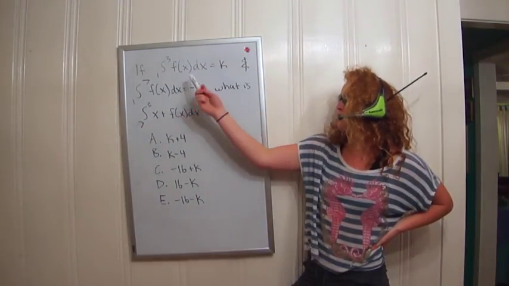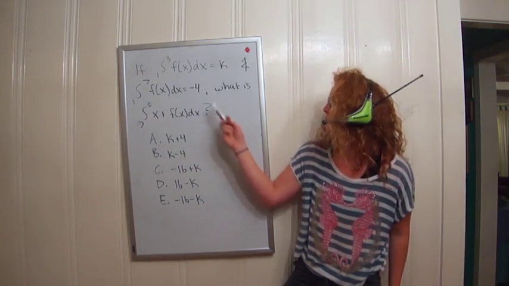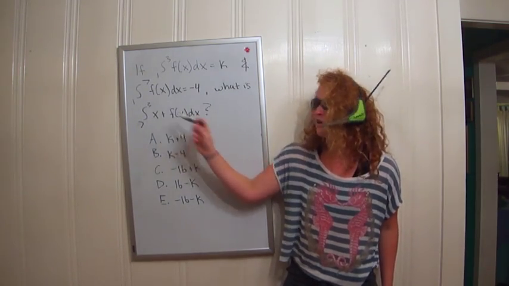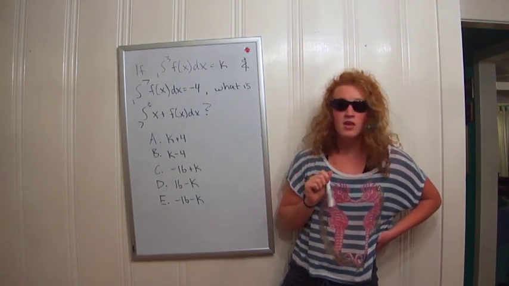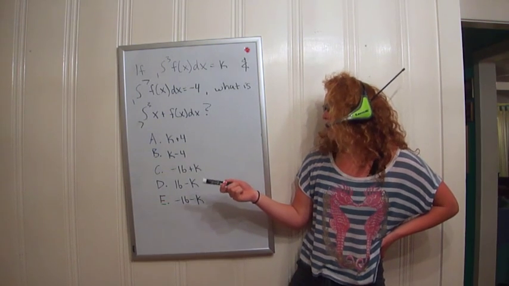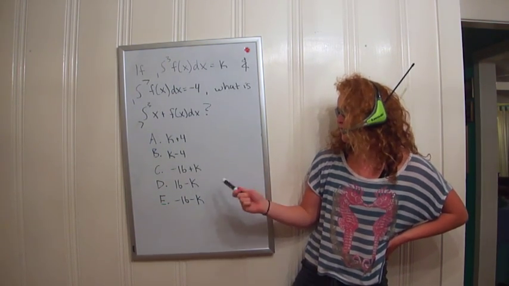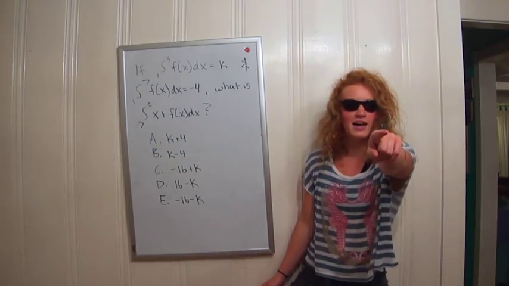If the integral from 1 to 3 of f of x dx equals k, and the integral from 1 to 7 of f of x dx equals -4, what is the integral from 7 to 3, backwards, of x plus f of x dx? A, k over 4. B, k minus 4. C, -16 plus k. D, 16 minus k. E, -16 minus k. You decide!